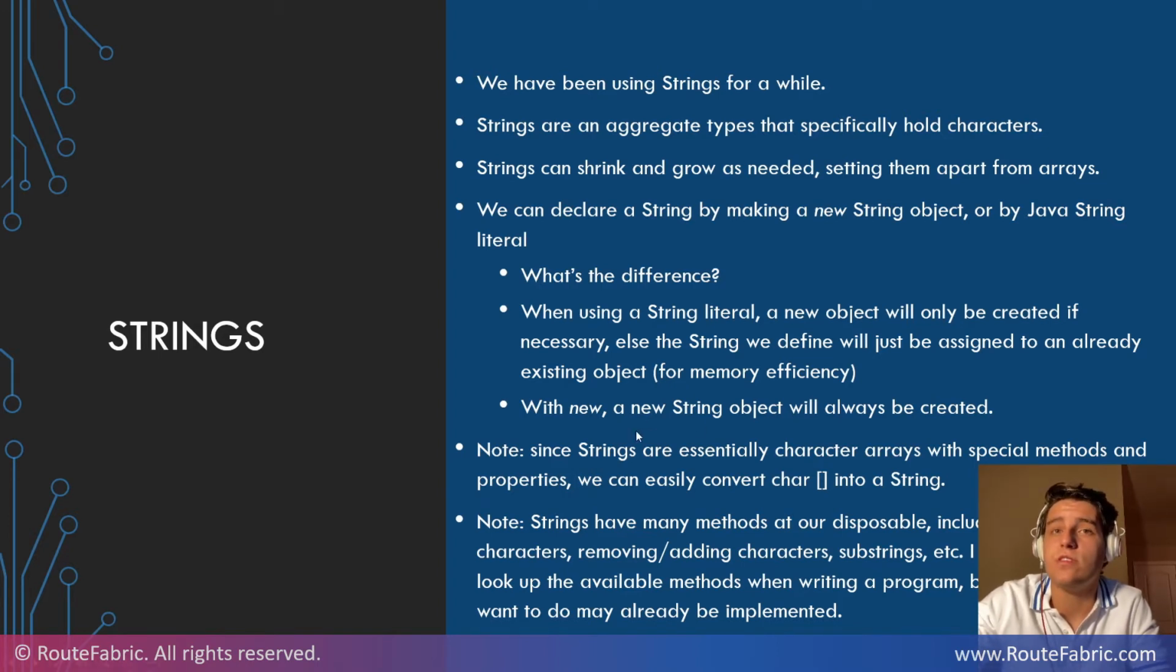But whenever we use the new keyword, then we know that a new string object will always be created. So when we do something like string name equals new String, and then in the constructor we put "Lucas" or whatever, then we know a new string object will always be created. So really, you can use either or, it doesn't really matter. If you definitely need a new string object and you definitely want its own individual object, you want to use the new keyword.